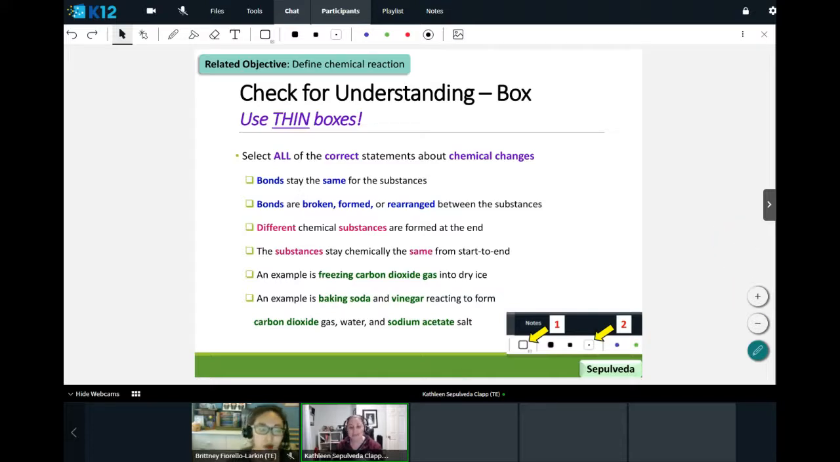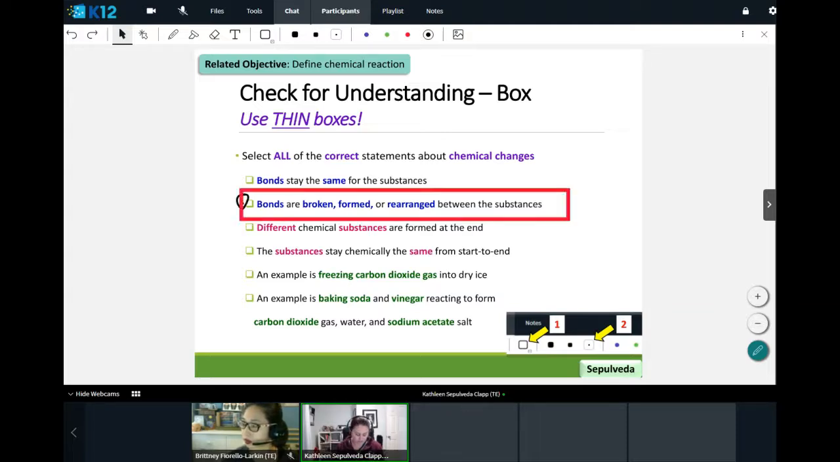Third part, an example is freezing carbon dioxide gas into dry ice, or an example is baking soda and vinegar reacting to form carbon dioxide gas, water, or sodium acetate salt. Okay, that would be answer number 3. Okay, I want you to use your, good, whiteboard tools are up. I want you to use your thin box, and go ahead and box the correct answers. Remember, let's work quickly to catch up all the time that we lost in the beginning. So go, go, go. I'm going to give you about 15 seconds. 15 seconds, go.